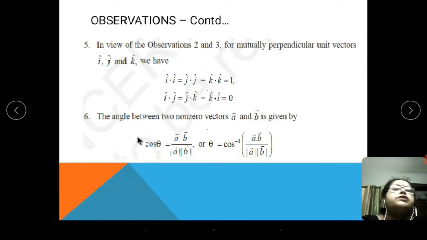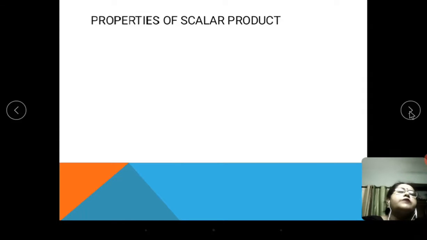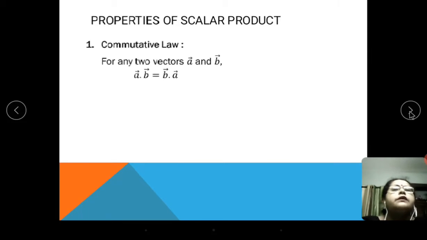And the last observation over here: because our definition of the scalar product gave us a dot b equal to mod a mod b cos theta, from that definition directly we can get cos theta equal to a dot b by mod a mod b. Therefore the angle between the vectors can be calculated from this formula, theta equal to cos inverse of a dot b by mod a mod b. Okay, so with these observations we continue with some more properties of scalar product, basically some very important laws.